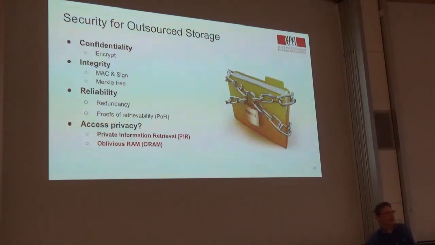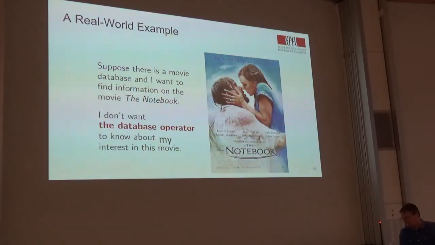Oblivious RAM means you can write and read. So oblivious RAM is something very nice, where you can store things and retrieve them, and the server does not know what you store, neither where you store it, neither how much you store. It just knows it stored something somewhere, and you can retrieve it later, and you will get the data back.